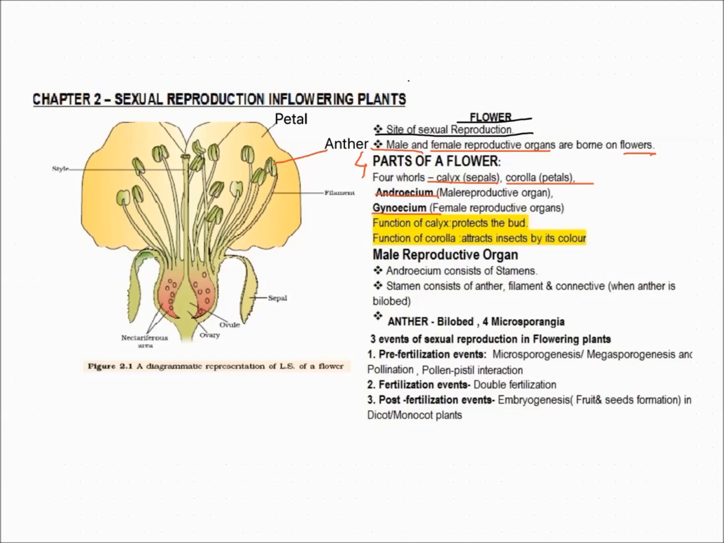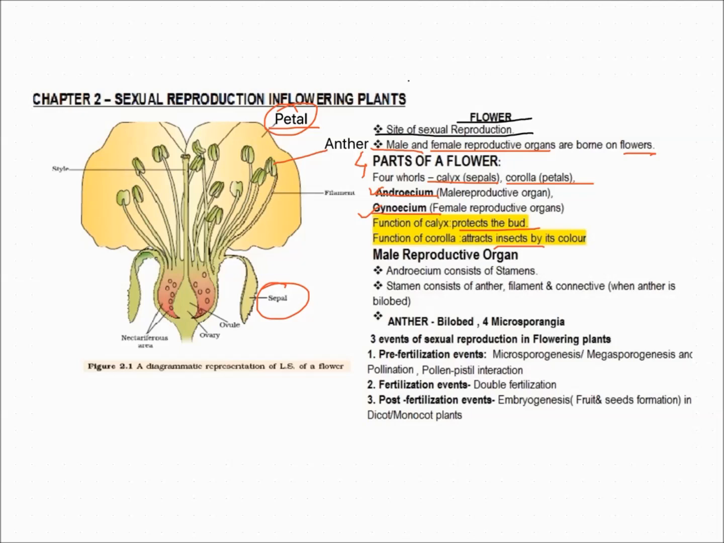Calyx is made of sepals, corolla of petals, then androecium and gynoecium. These two are the reproductive organs of the flower. Androecium is the male reproductive organ and gynoecium is the female reproductive organ. Now, what is the function of petals? Petals are colorful, so they can attract insects by their color for pollination. And sepals, that is the calyx, protect the bud.